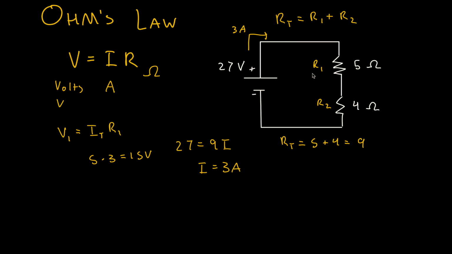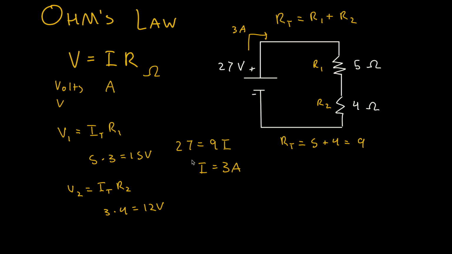So 15 volts is flowing through resistor 1. Now what about resistor 2? Same exact thing, same exact process, but we're going to be using resistor 2. So this is going to be 3 times 4, which equals 12 volts.